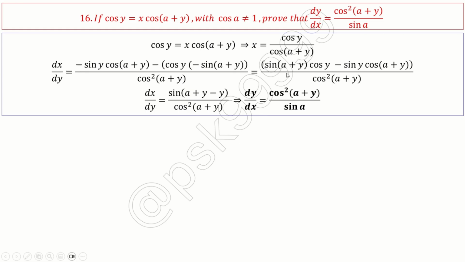Okay, now you take this one and simplify it. So what you will get is sin(a plus y minus y), because this is nothing but sin a cos b minus sin b cos a, so this is nothing but sin(a minus b). So sin(a plus y minus y) by cos square(a plus y). So dx by dy is nothing but sin a by cos square(a plus y). So dy by dx is the reciprocal, which is cos square(a plus y) by sin a.